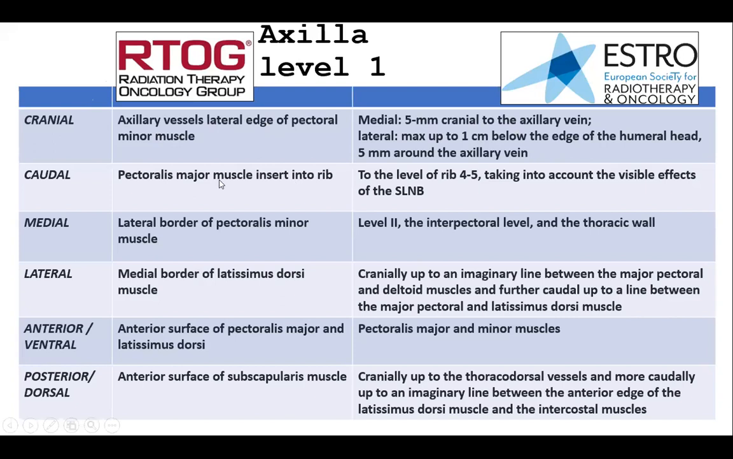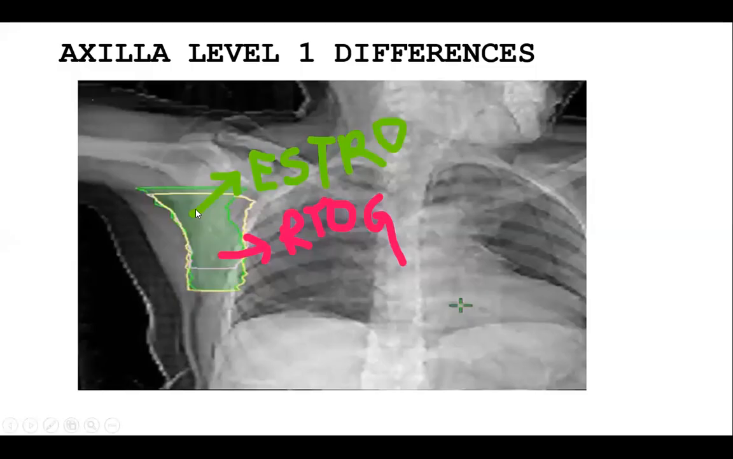Coming to the caudal border, here the pectoralis major muscle gets inserted at around the sternal and clavicular junction. Whereas in ESTRO we are taking the level to rib 4 and 5, that is much lower. So this is the major difference, lying in the cranial and caudal extent. I can show it better. Here we can see ESTRO has a bigger volume. It is taking till here, whereas in RTOG it ends up here. The smaller pink one is the RTOG, and the larger one is the ESTRO CTV.